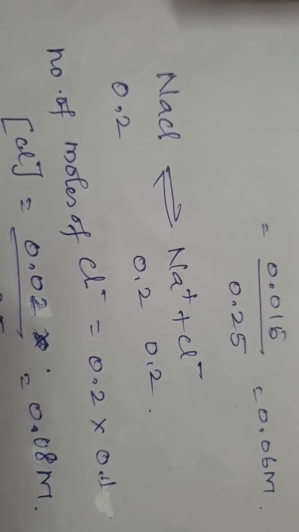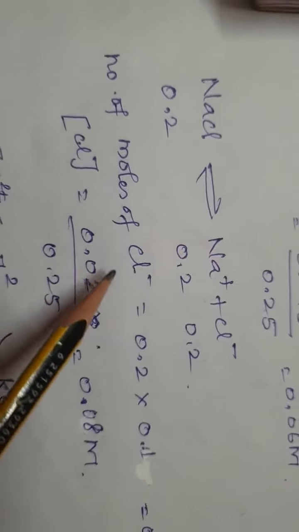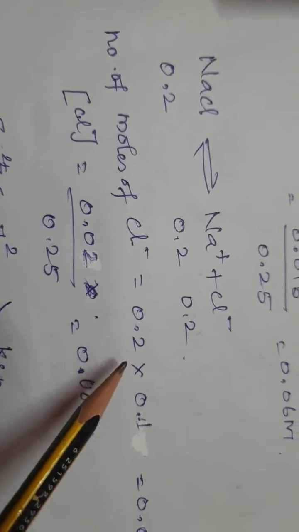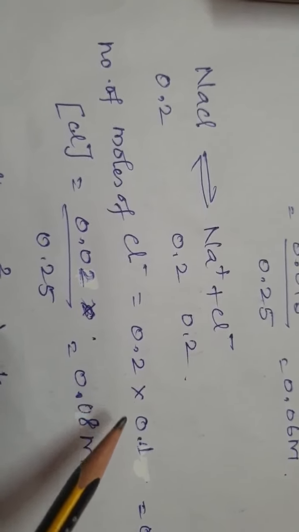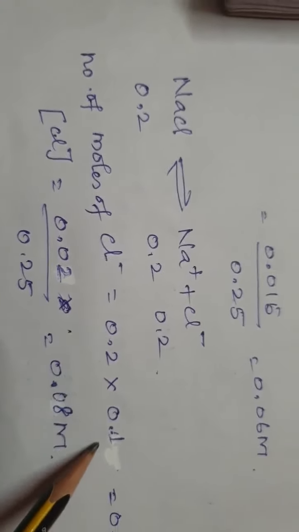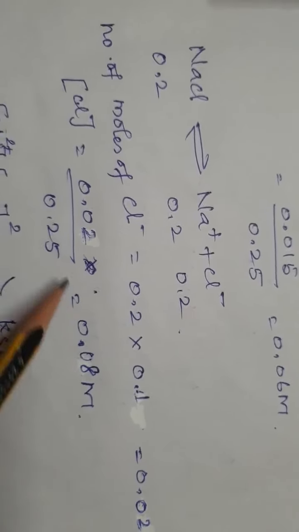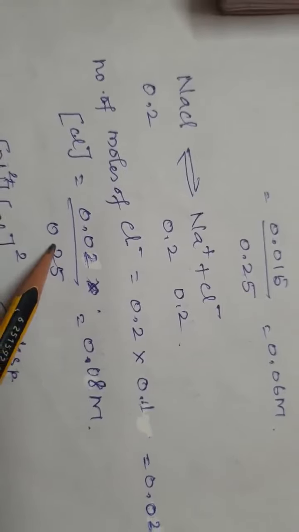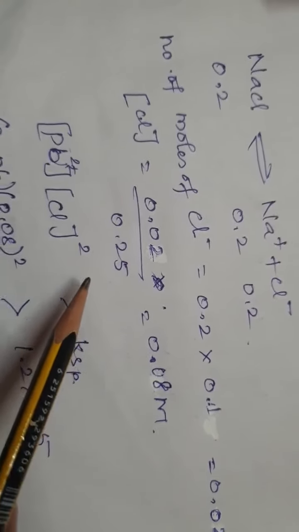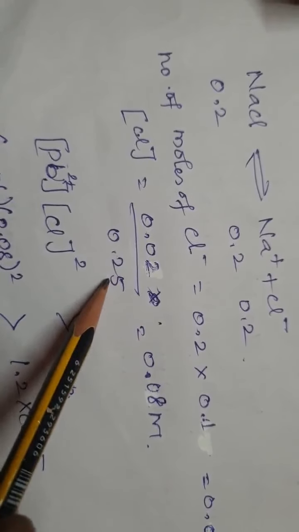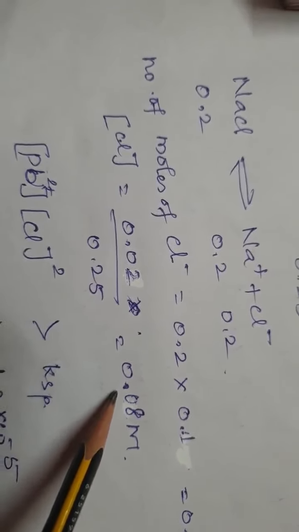So all the NaCl, Na plus and Cl minus concentrations are 0.2. Number of moles of Cl minus is equal to what is the formula? Molarity into volume of solution. So molarity is 0.2 into volume of solution is 0.1. Multiply these two and you get 0.02. Then Cl concentration is equal to number of moles divided by volume: 0.02 divided by 0.25. Total volume is 0.25. So we are getting 0.08.